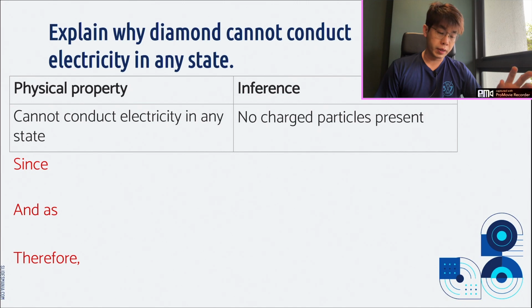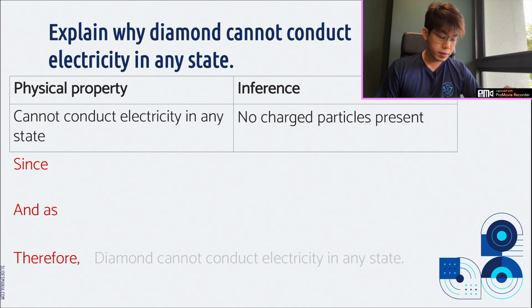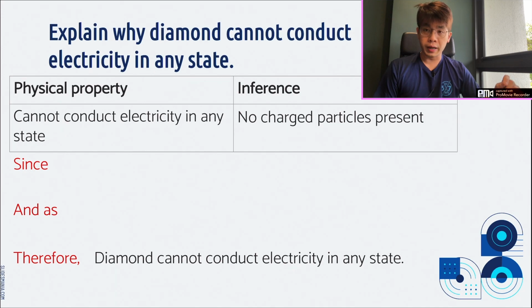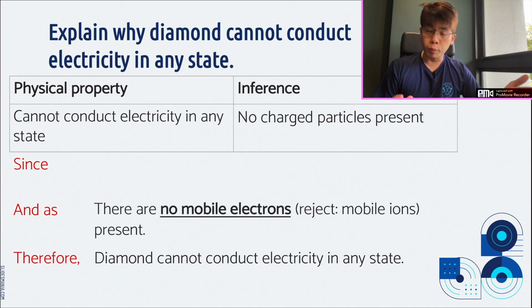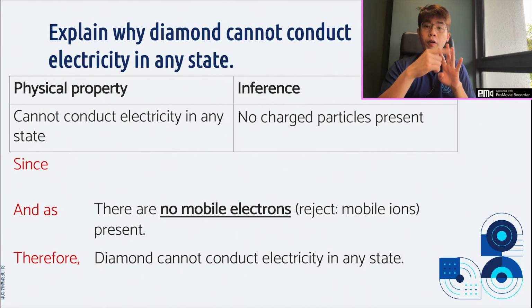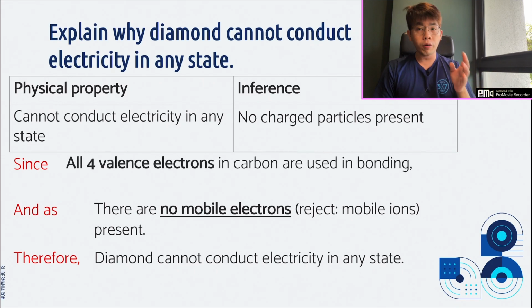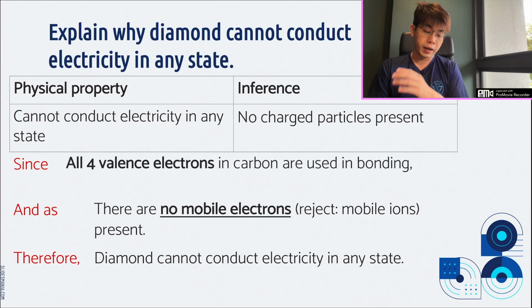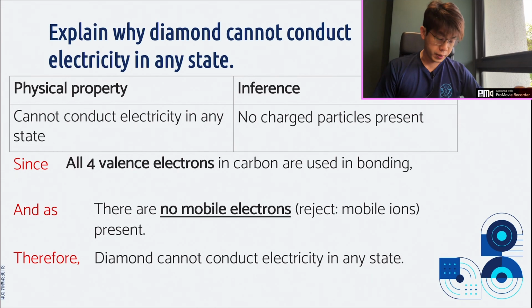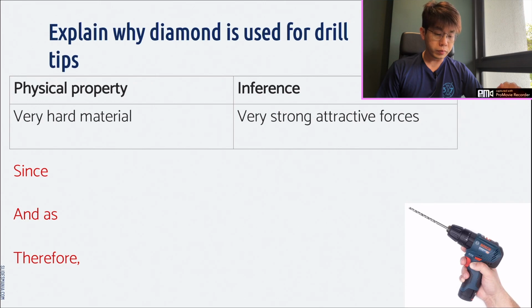We're also going to learn how to explain why diamond cannot conduct electricity in any state. Diamond cannot conduct electricity in any state because there are no mobile electrons. Remember that all 4 valence electrons in carbon are used for bonding. Since all 4 valence electrons in carbon are used in bonding, and as there are no mobile electrons present, diamond cannot conduct electricity in any state. Notice that we are using the word mobile electrons here and not mobile ions, because here we are talking about electrons.